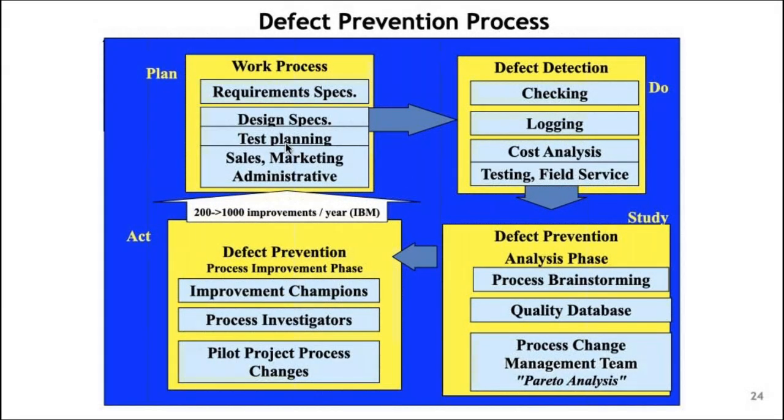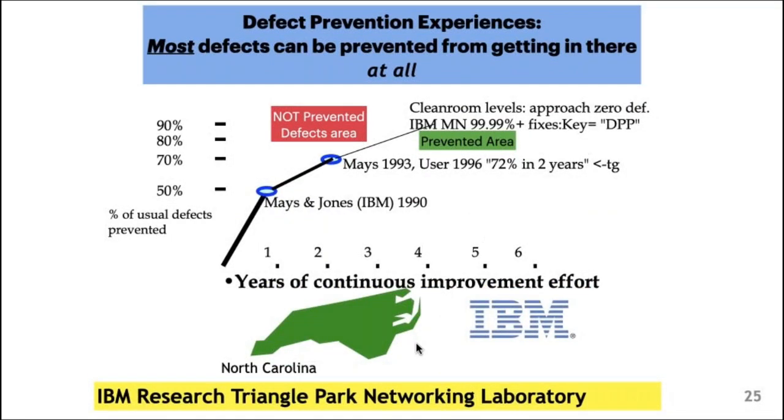Okay. Here's a little diagram of the various sub-processes of defect prevention in a Plan, Do, Study, Act cycle, which you can read about in detail in Mays' papers. Okay. Now, I've shown you this before. This is the several years it takes. You don't plug this in and whammo, that week, everything is great. You have to keep sweating away at hundreds to thousands of changes, hundreds in a small organization and thousands in a large organization. But you gradually prevent.